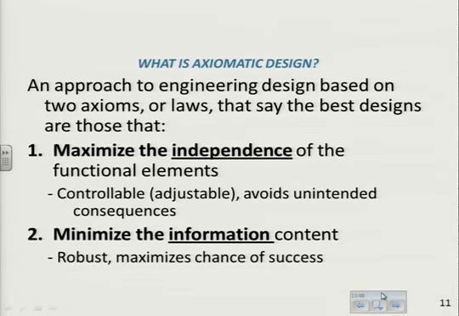So the two axioms are: maximize the independence of the functional elements. This makes the design controllable. It avoids unintended consequences, makes it adjustable. And the second one, so that's the first axiom. The second axiom is minimize the information content. That makes the design robust and maximizes the chance of success.